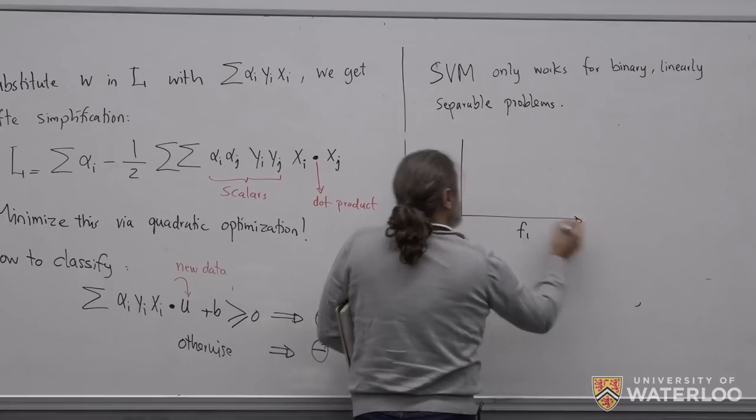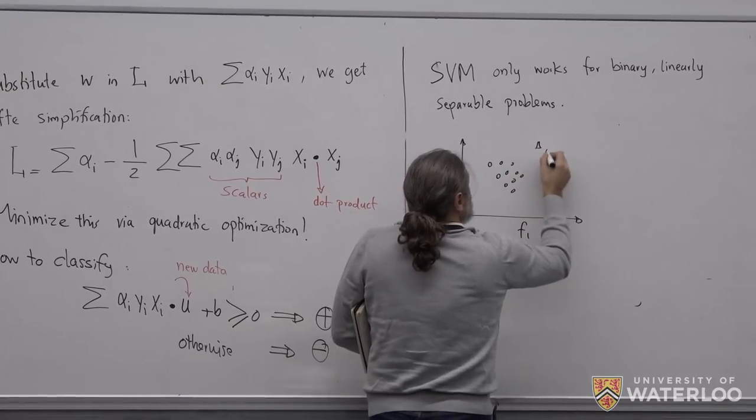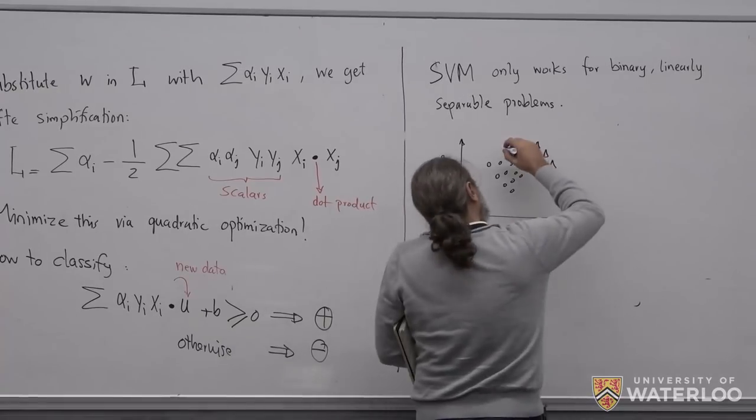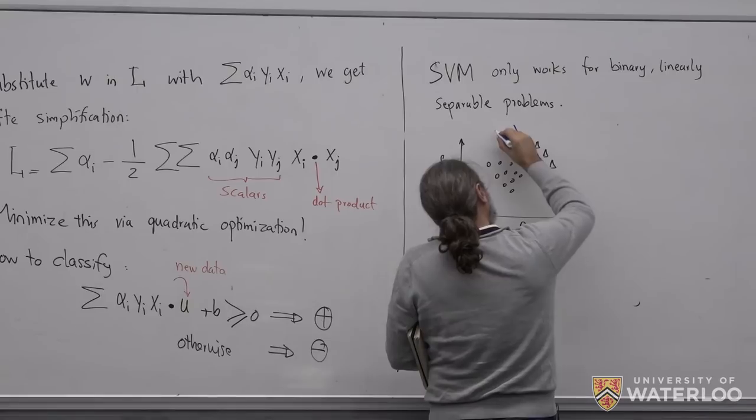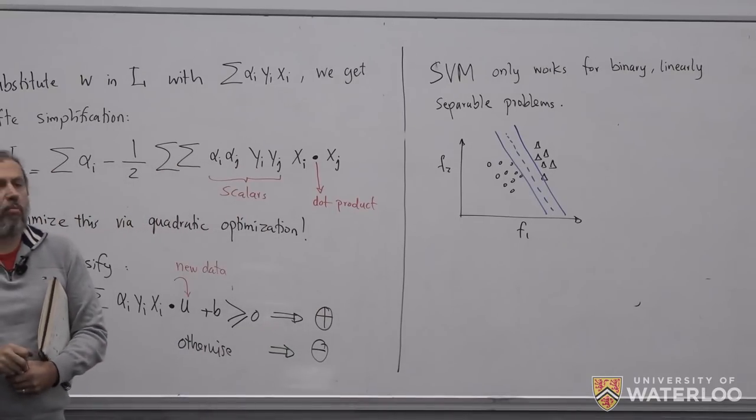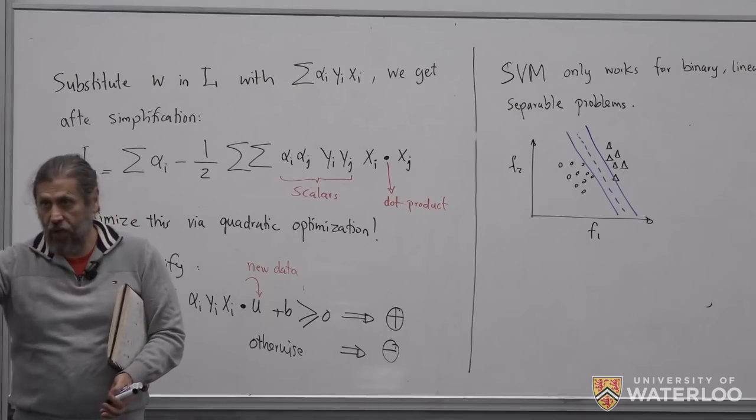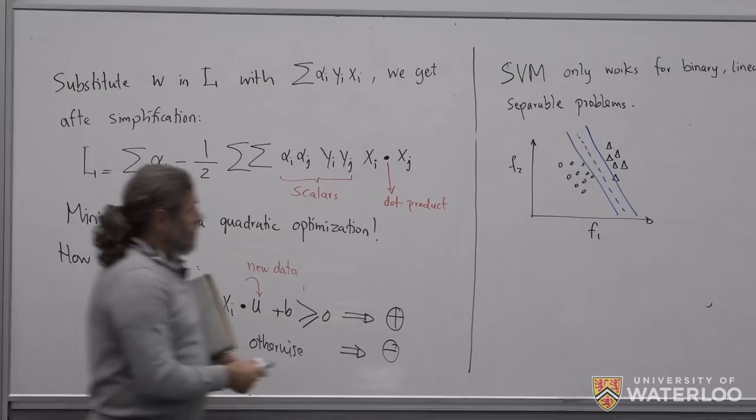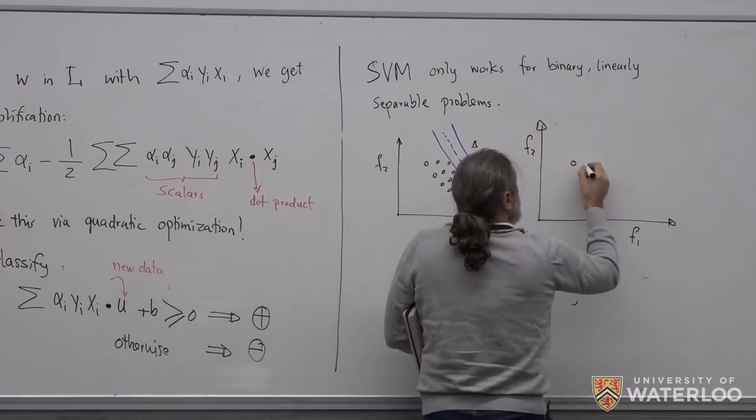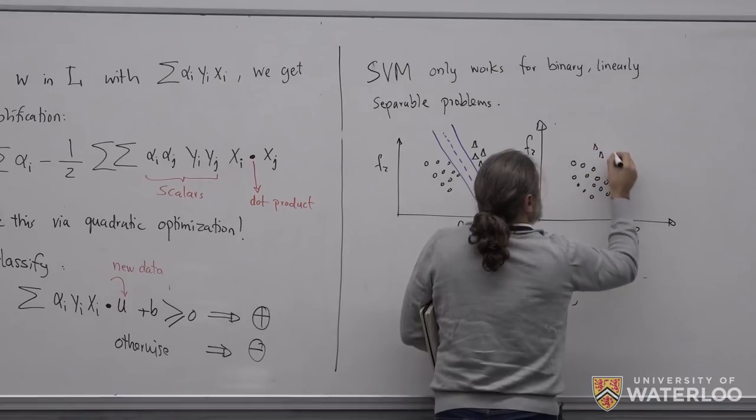So again, I have my F1, the feature 1, and feature 2. And I have my circles, and I have my triangles. And I can separate them. Now I can separate them with my margin maximization in SVM. And I give you the guarantee: there is no other line that can do a better job than mine. SVM gives you that guarantee in writing. But what happens if I have something like this? So now I have, again, some circles, and I have some rectangles.